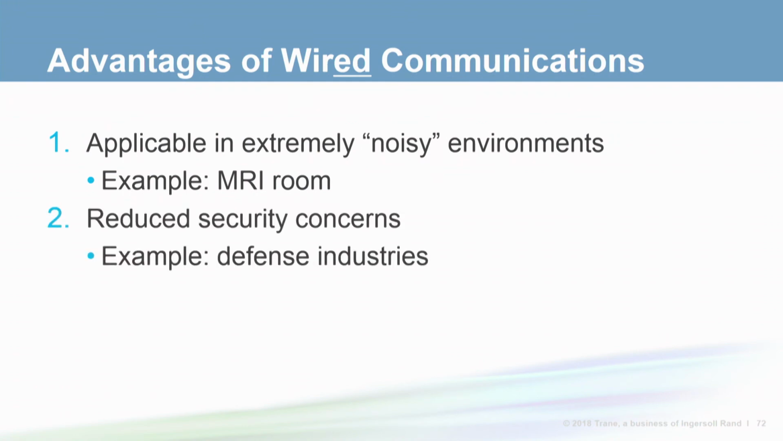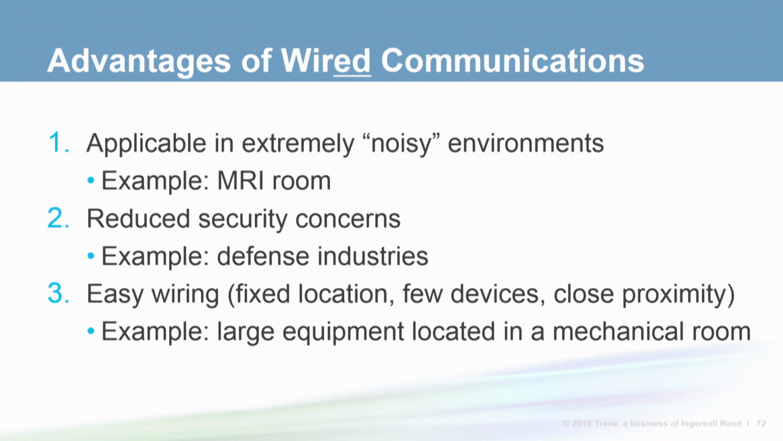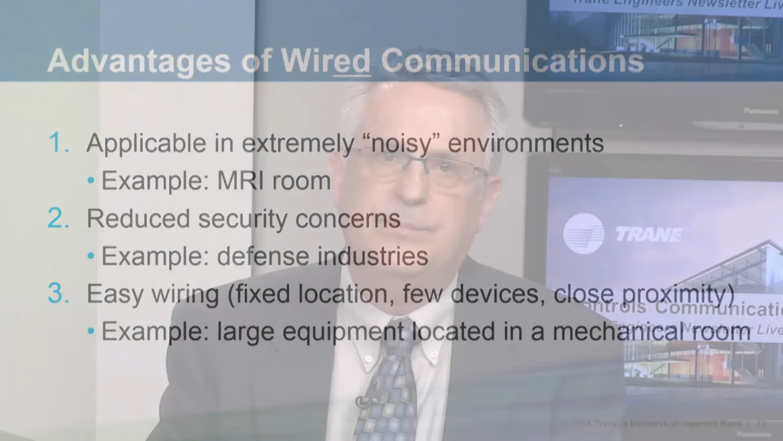The second advantage is reducing security concerns for especially security-sensitive customers, like the defense industry. And third are locations where the wiring is easy, the number of devices is limited, and the use or configuration of the building is not expected to change. A good example is a water chiller located in a mechanical room where the building controller is also installed. Easy to wire, it's never going to move. I think these applications are exceptions to the rule, though, and that using wireless communications makes sense for the majority of equipment and installations for these reasons.